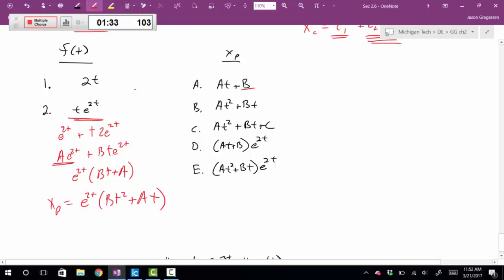If you switch your b's and a's, it's wrong. No, I'm just kidding. Right? It doesn't matter. A's and b's are just constant names. The book's going to use c's and maybe some d's in there, so it's all good. Any questions there?